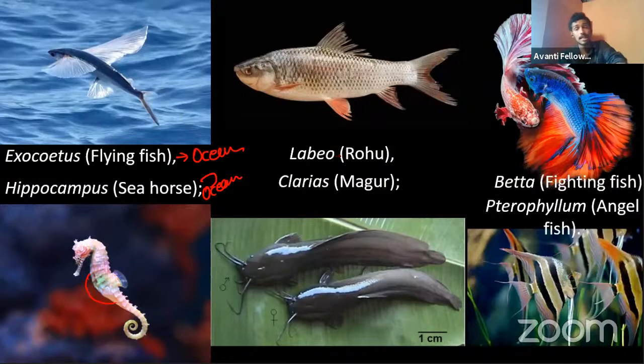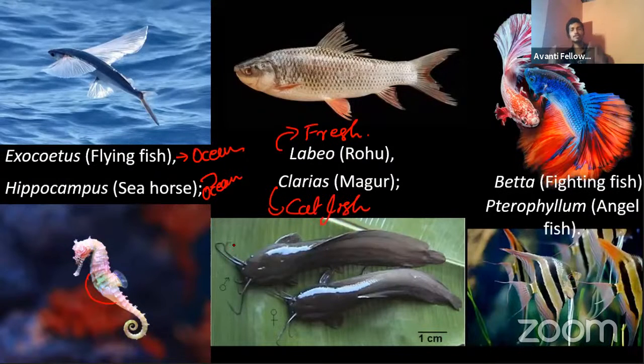And the next one is Labeo. We call it rohu, and the scientific name is Labeo rohita. This is also a freshwater fish, and this is also edible. And the next one is Clarias or magur. These are called catfish. As you can see, it's called catfish because it has these whiskers. And as you can see here, these do not have any scales. And these are also edible.